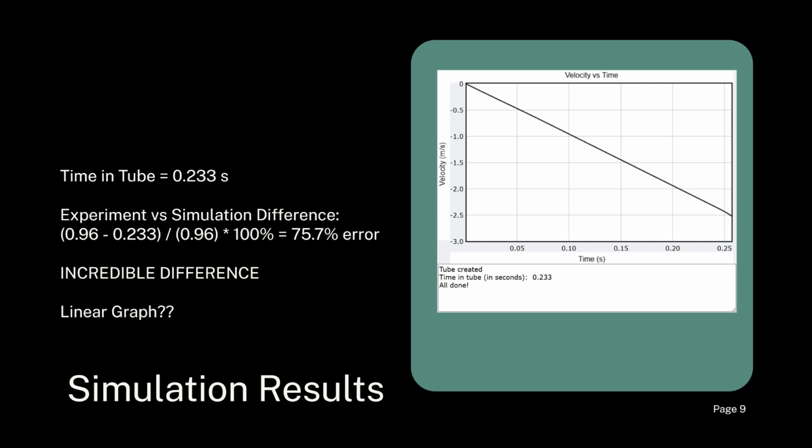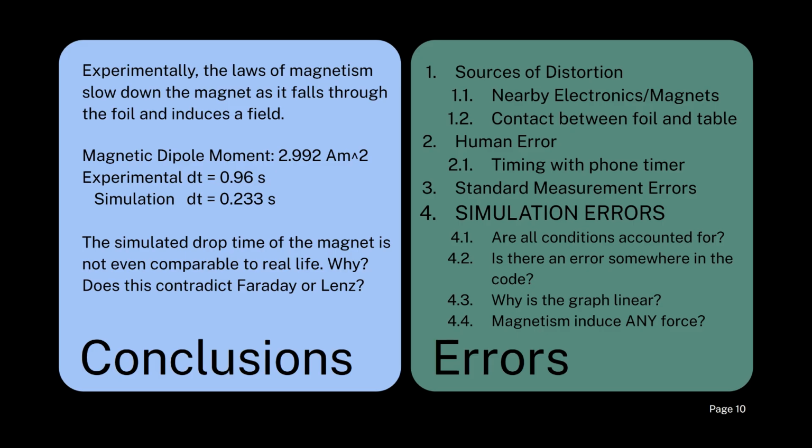One of the main things that we can see here is that there is a linear graph starting at 0, and that is not something that should be happening. That is an indication that only gravity was taken into effect, meaning that somewhere in the code there is a mistake. There is something not taking the magnetic force into account at all. Experimentally, the laws of magnetism slow down the magnet as it falls through the foil and induces a field. This is what we saw in real life through the 0.96 seconds, and the simulation is radically different because of this. The simulated drop time of the magnet is not even comparable.